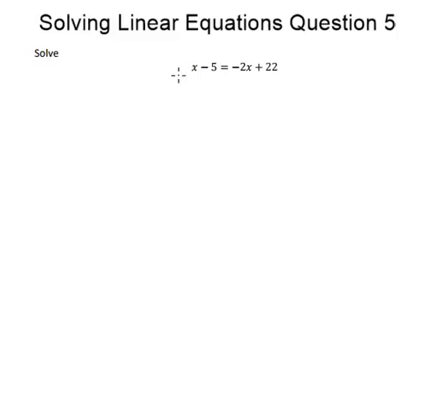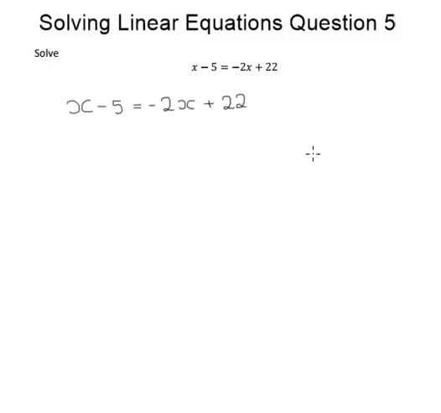Okay, question 5 takes a similar format to question 3 that we looked at in the last video. x minus 5 equals minus 2x plus 22. Similarly, we want to get all of my x terms on the left and all of my numbers on the right. So let's have a look on the left-hand side first.